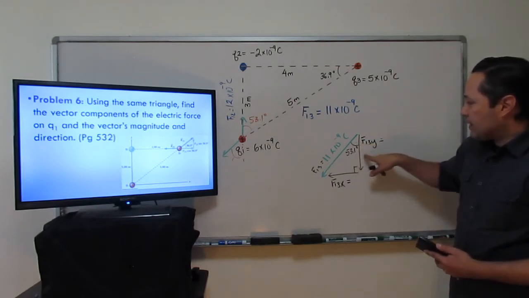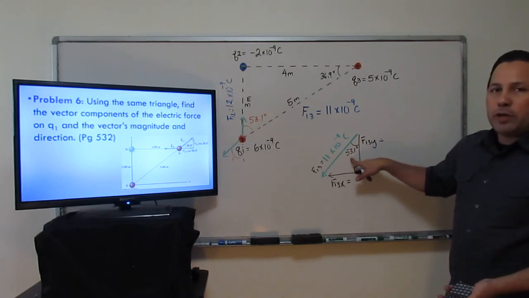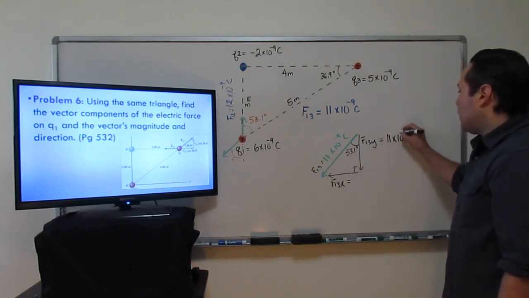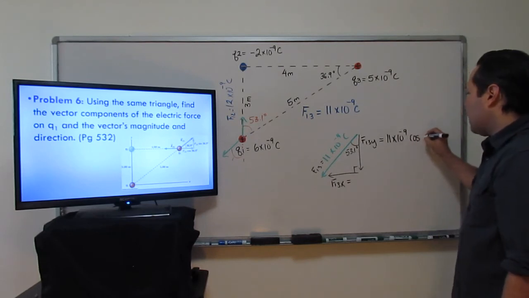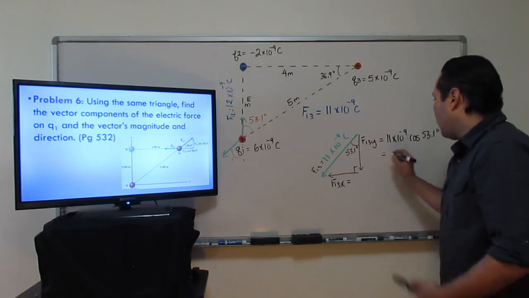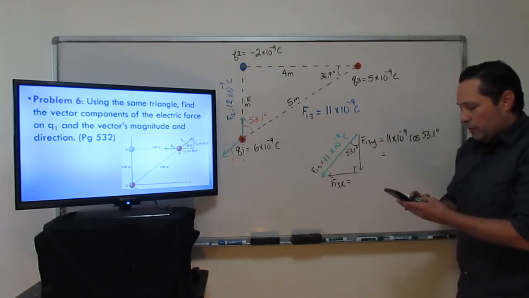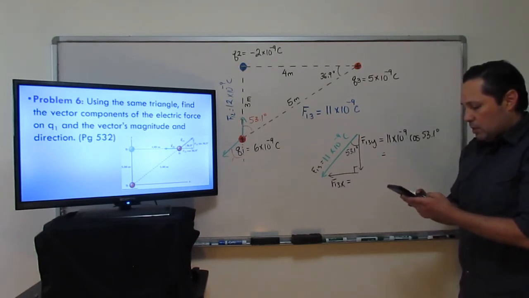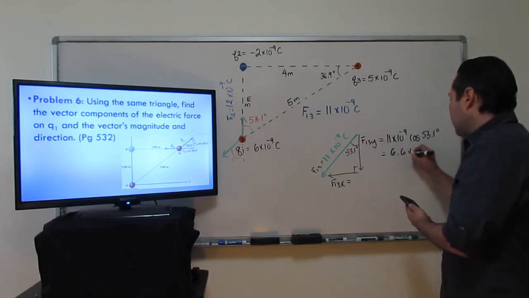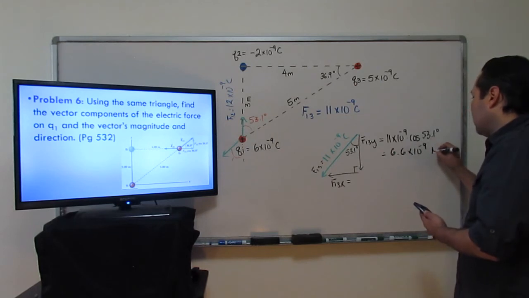See, the y-axis is adjacent to the angle, so we're going to use cosine. So the answer is really 11 times 10 to the negative 9 times cosine of 53.1 degrees. Alright, so our answer becomes cosine of 53.1 times 11 times 10 to the negative 9, 6.6 times 10 to the negative 9 newtons.